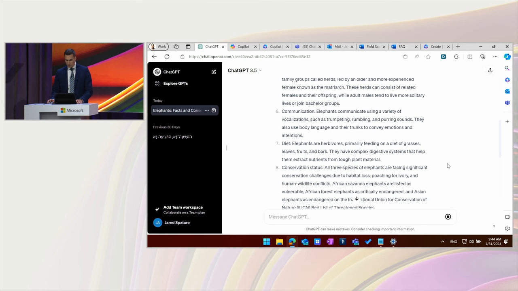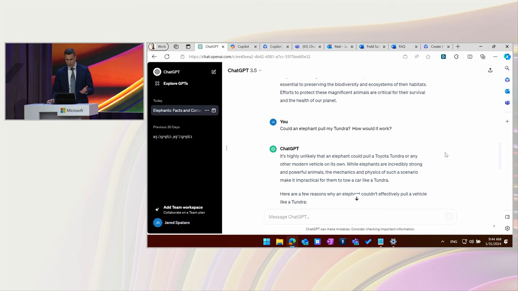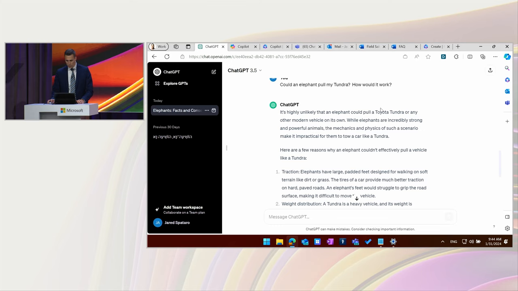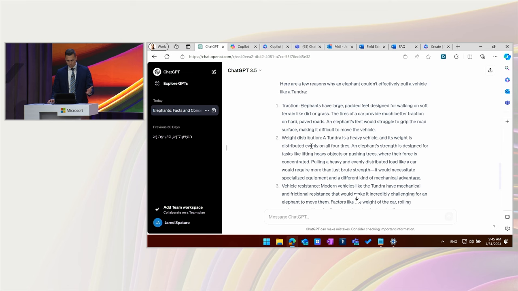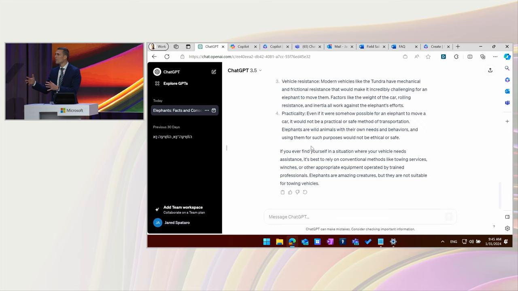And here we will ask it. One of the most amazing things is that it understands we're not talking about some large land mass, but a Toyota Tundra. It understands the context of what's happening. And then it gives me this reasoned answer. It goes on with some reasons why an elephant couldn't effectively pull a vehicle like a Tundra, and it gives me its view: traction, weight distribution, vehicle resistance, practicality. It reasons across what it knows about the various topics, puts those things together, and does its best to explain it. Even if it were somehow possible for an elephant to move a car, it would not be practical as a method of transportation. Thank you, I've never thought of that before.